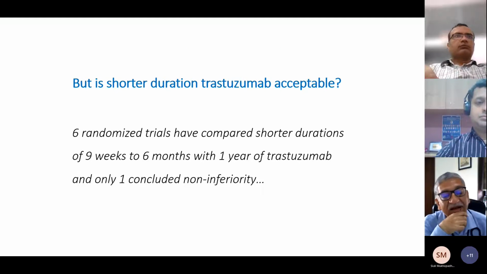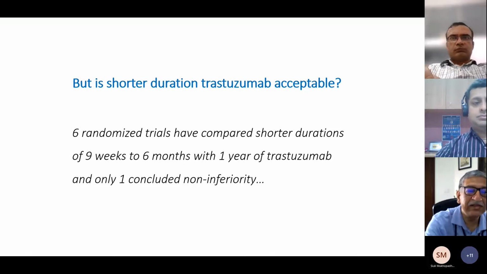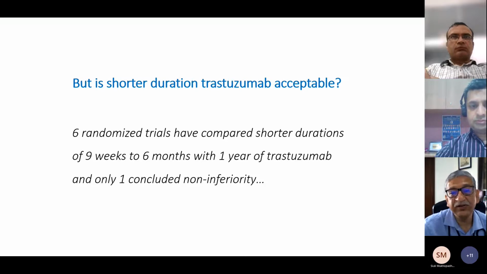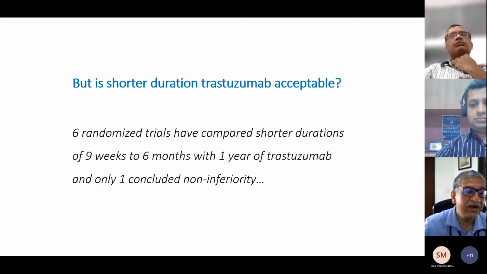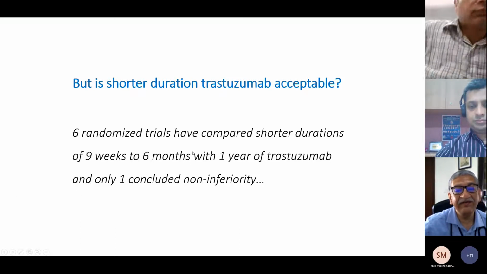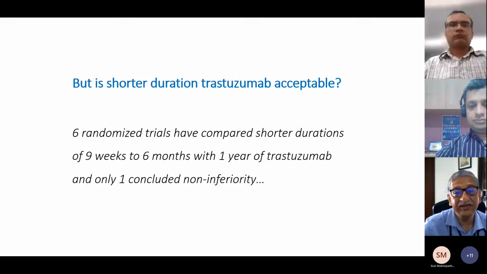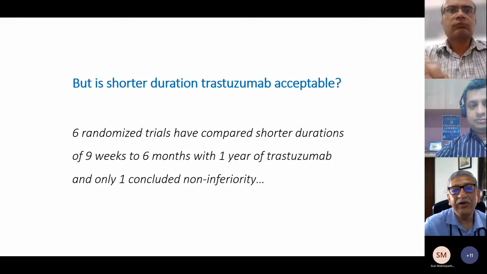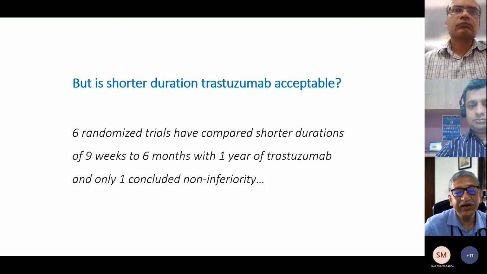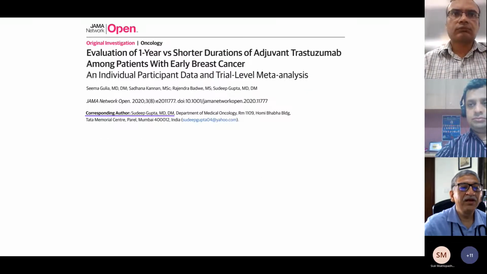But a very important question that had not been answered definitively was whether shorter durations of trastuzumab can lead to an acceptable outcome and equivalent outcomes compared to its 1 year use. There are 6 randomized trials that have compared shorter durations ranging from 3 months to 6 months compared with 1 year, but only one of them has reported non-inferiority. So what did we do?